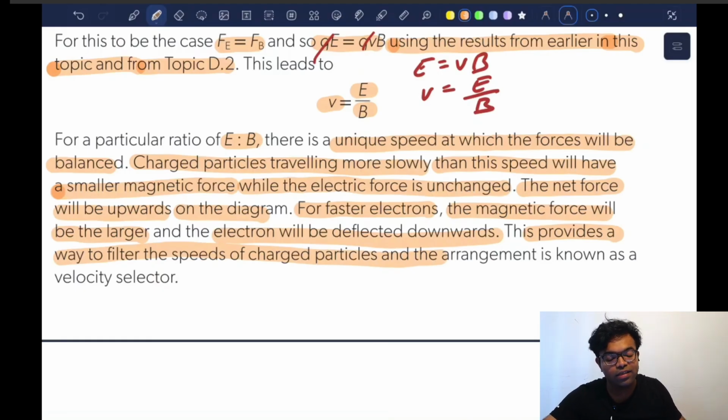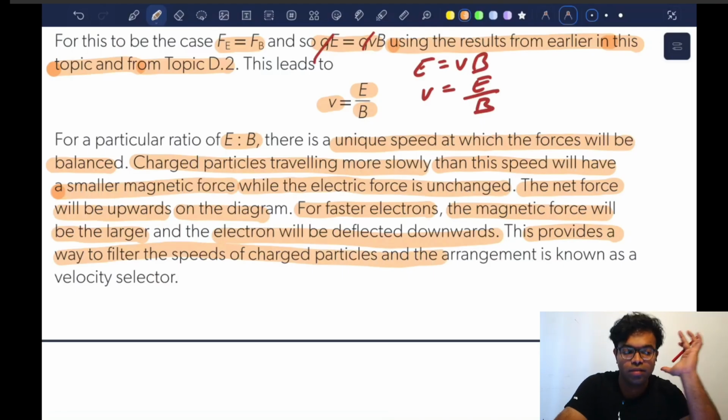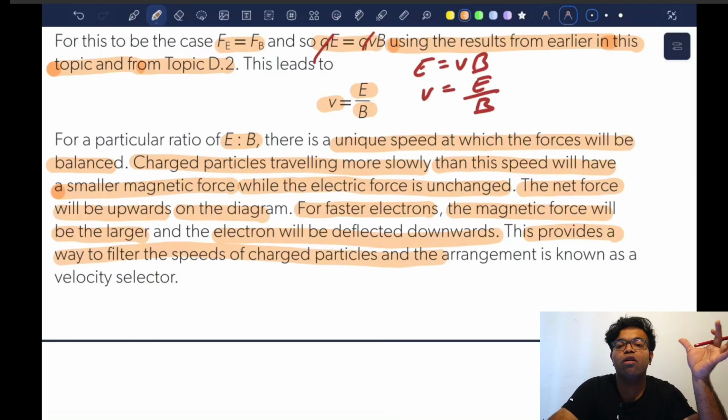This provides a way to filter the speed of the charged particle, and the arrangement is known as the velocity selector. Did you understand this? So this is how you are able to differentiate the speed of the charged particle. Because you will always know what the value of electric and magnetic field is going to be, because you're the one who is generating this electric and magnetic field, right? So you know the strength of the field, and there is no need of the charge. You can calculate the velocity through this.